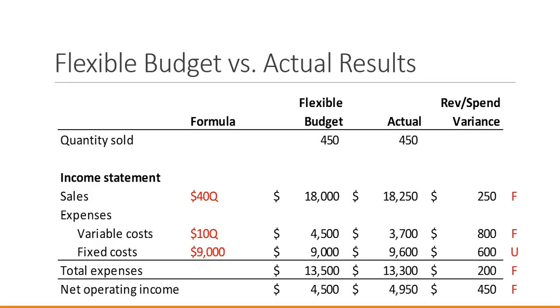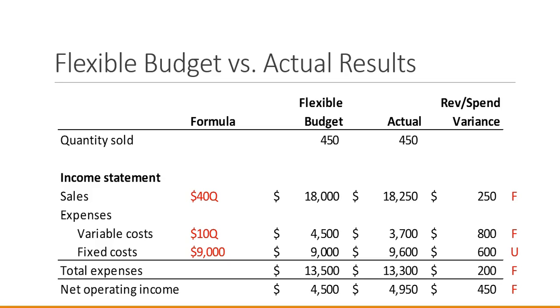I see sales is 18,250, which is 250 more than, or favorable to, what I expected. That means that I had a higher sales price than $40 per unit. Variable costs has a favorable variance as well, and that means that the variable costs must have been less than $10 per unit. Fixed costs has an unfavorable variance.